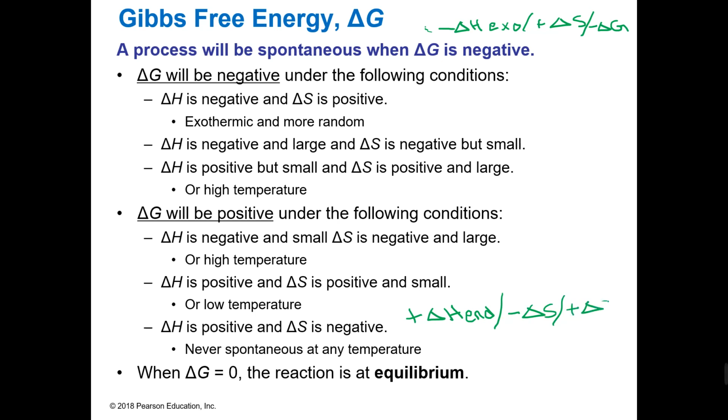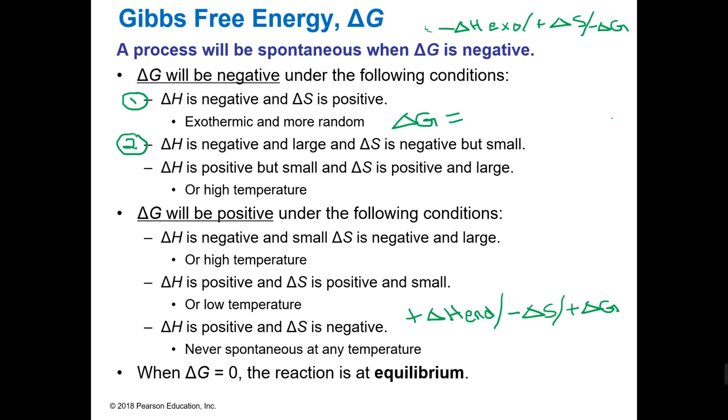Now, there are different ways that we can get these. If you look at these kind of summaries, what way can we get delta G to be negative? Under what conditions? What are the favorable conditions? Well, if delta H is negative and delta S is positive. Exothermic, it's more random. That should make sense. For example, going from a liquid to a gas or a solid to a liquid. That should make sense. When delta H is negative and very large, and delta S is negative but small. And the reason for that is this relationship right here.